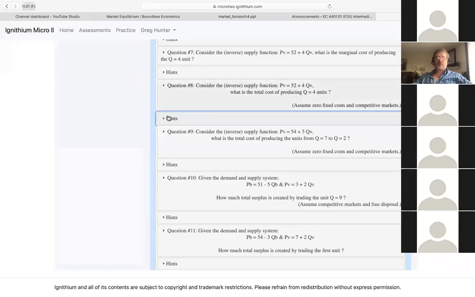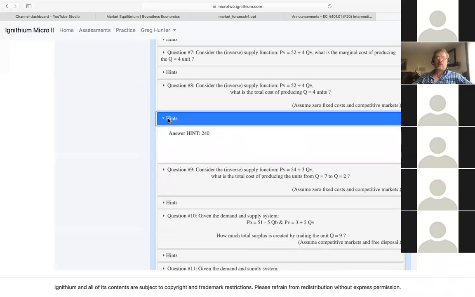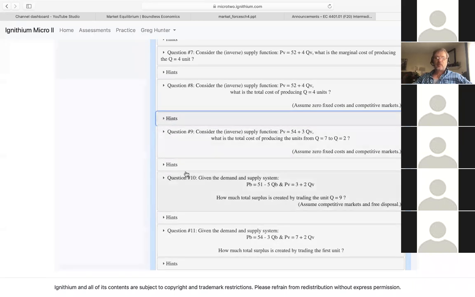Okay, so we saw that the answer was 240, and we move on. Let's see question 9. Consider the inverse supply function. What's the total cost of producing? Okay, here's another one, and this shouldn't be a huge challenge, I don't think.